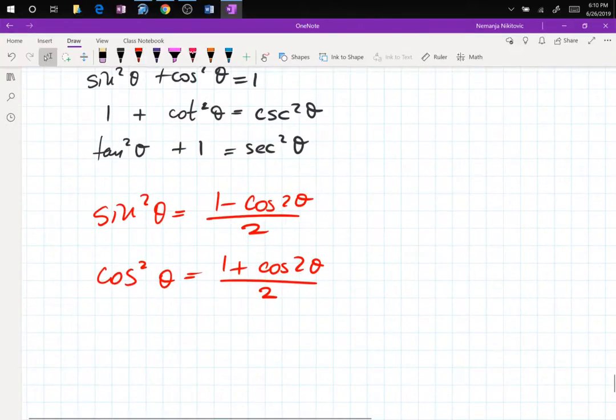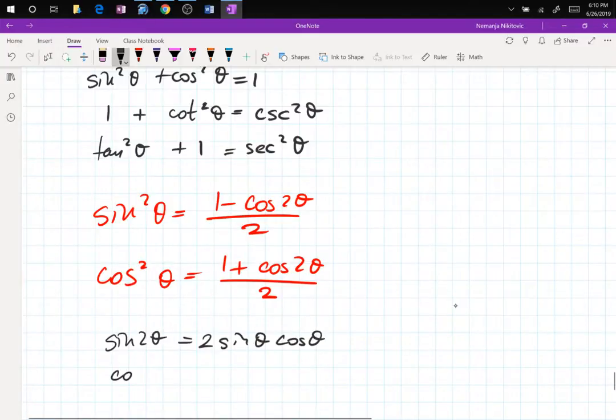And finally, the double angle formulas that we used earlier. Sine 2 theta is 2 sine theta cosine theta, and cosine 2 theta is cosine squared theta minus sine squared theta. And this is your list for Calc 2 prep.